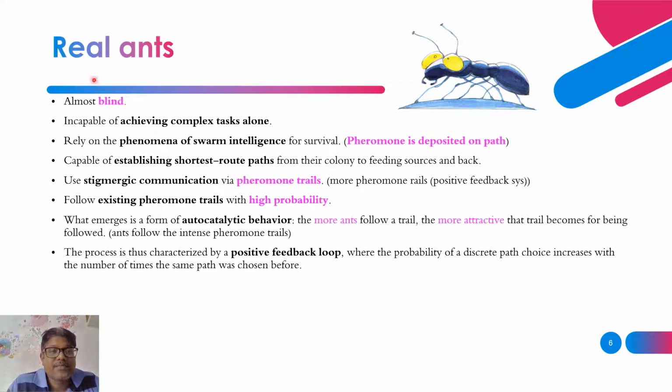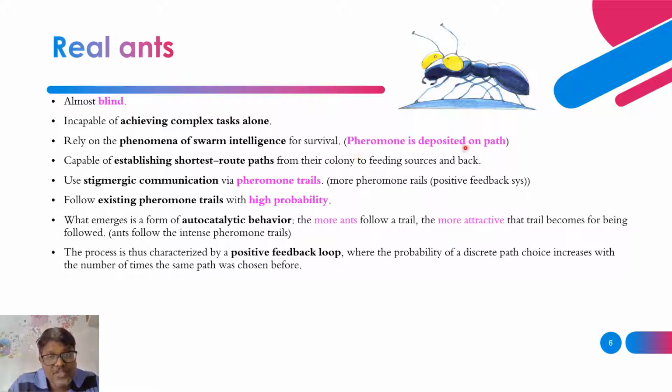Next come the real ants. Almost all ants are blind and incapable of achieving complex tasks alone. But as a group, as a colony, they can achieve complex tasks. They rely on the phenomenon of swarm intelligence for survival, and are capable of establishing the shortest route path from their colony to the source and back. They use stigmergic communication via pheromone trails, and they follow existing pheromone trails with high probability.